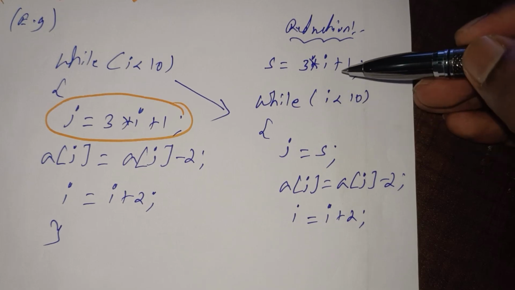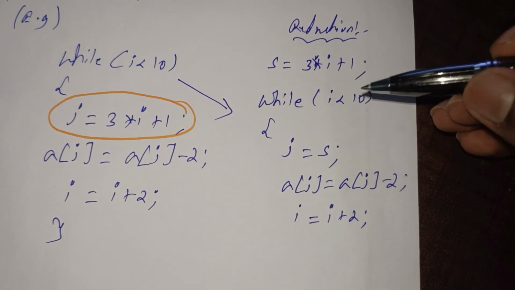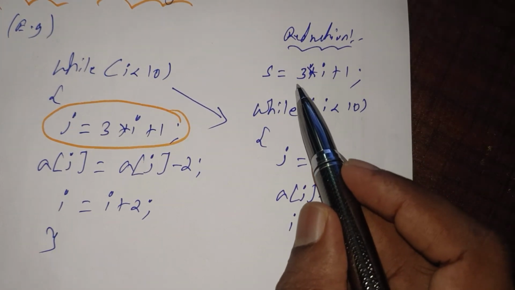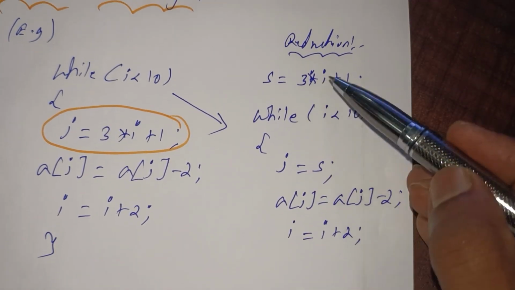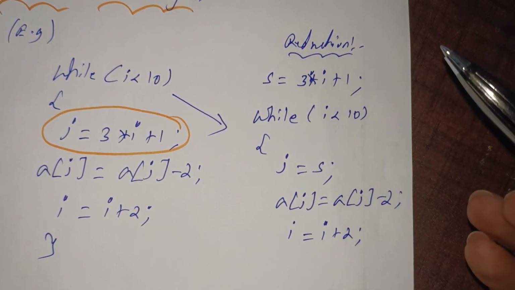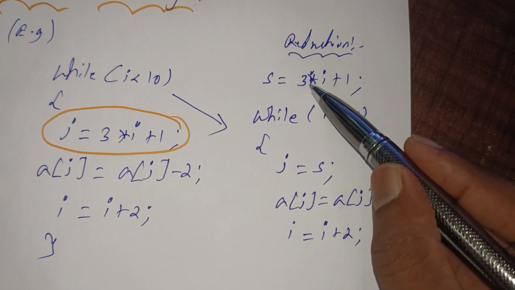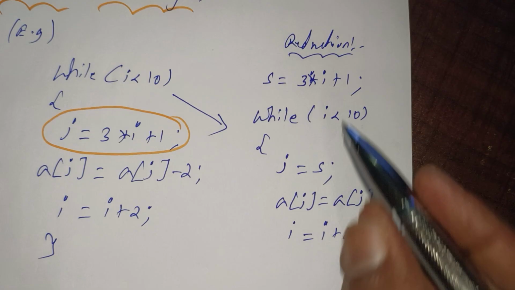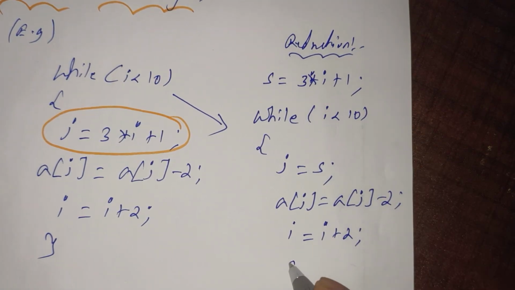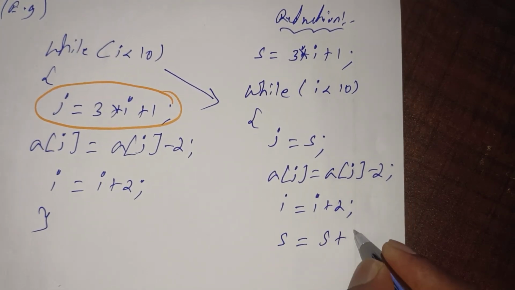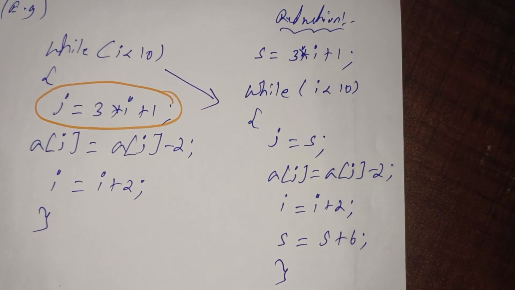We have moved this particular strength out, but we have not computed it. Now this s value has to be updated based on the condition, right? Initially i is 1, for example, so 3 into 1, 3 plus 1 is equal to 4. Now this value has to be updated and the condition has to be satisfied. So s is equal to s plus 6. Now you check the condition.